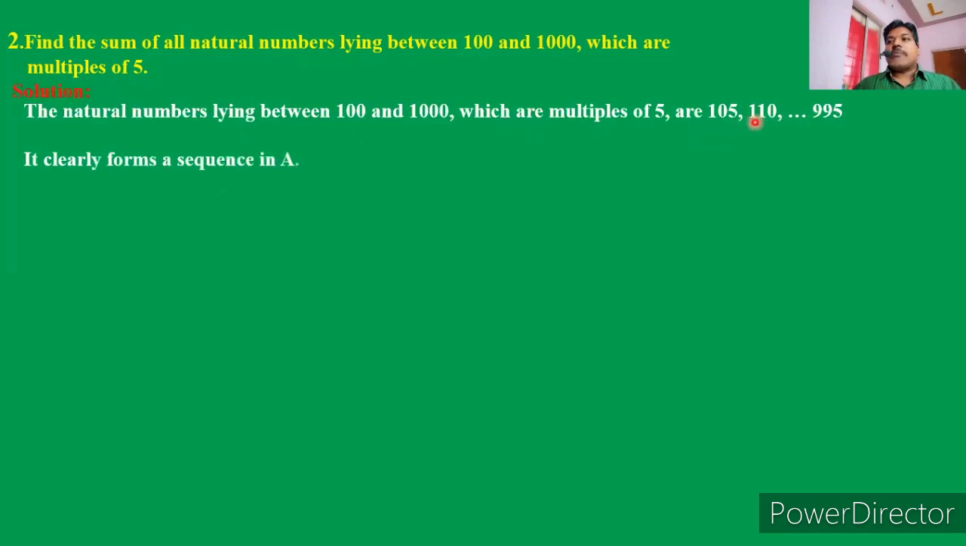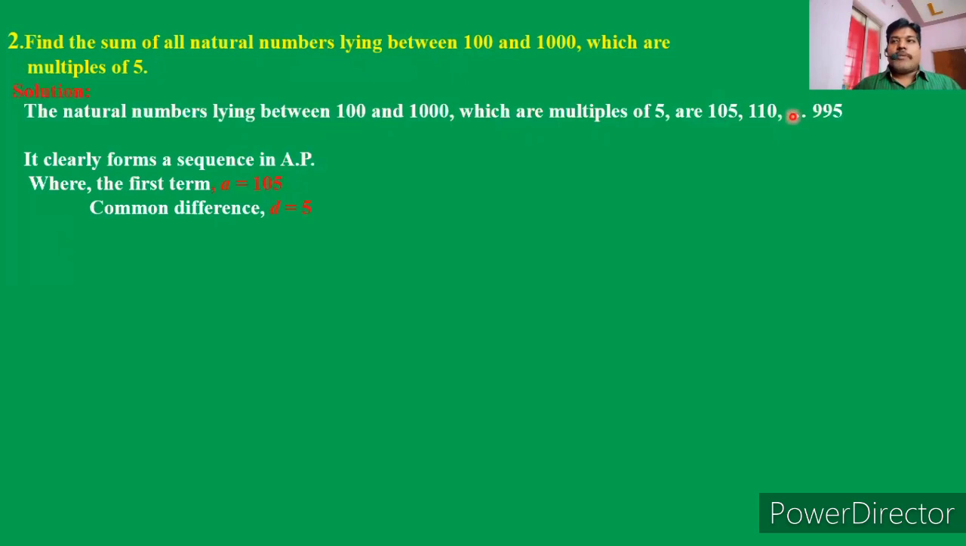What is the first term? Here the first term A is equal to 105. The first term A is equal to 105. And the difference is nothing but the difference between the first and the second term, A2 minus A1, second term minus first term. So that is nothing but 110 minus 105. What is the difference? D is 5.